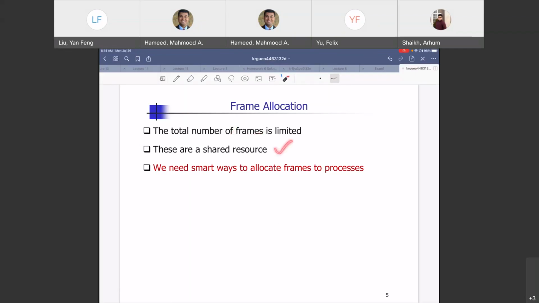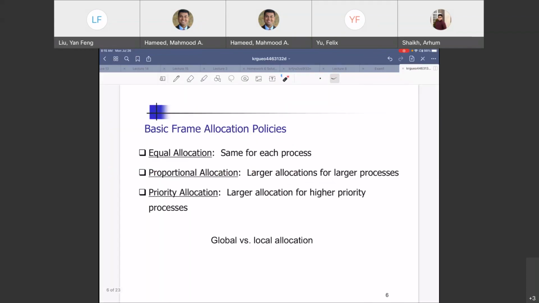This is a shared resource. The operating system is sharing this resource. All the processes are sharing this resource. So you are going to have to pick the number of frames allocated to each process from that shared resource. We need some creative ways to allocate frames to processes. Let's talk about some allocation policies.